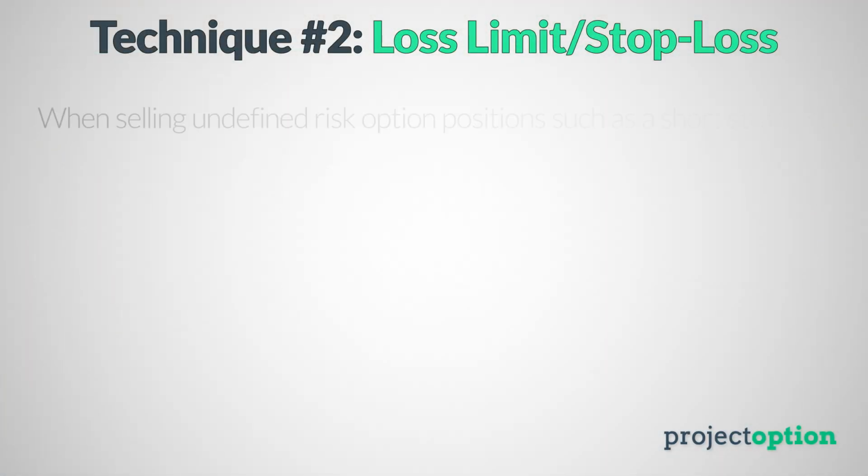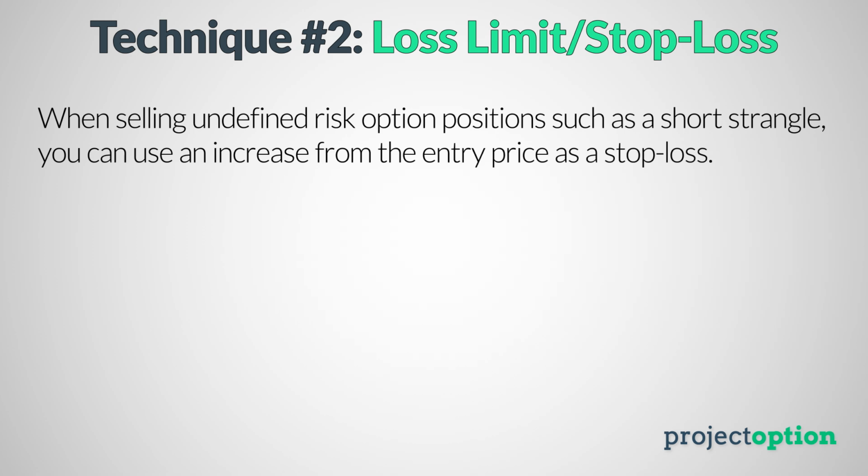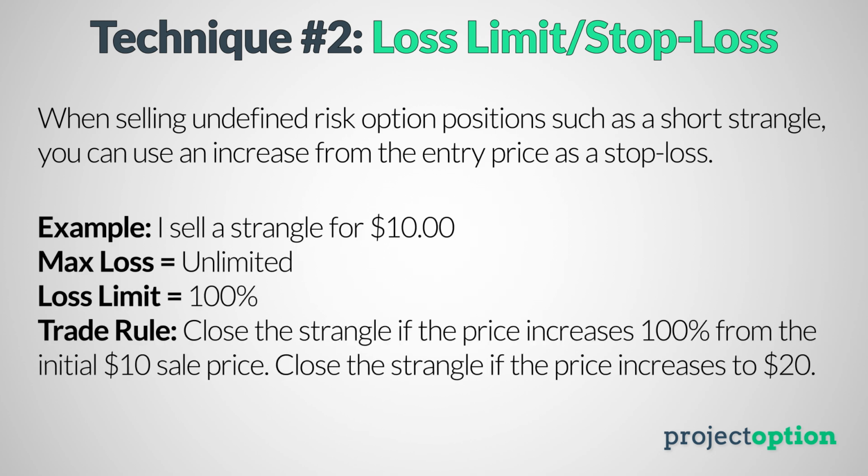For undefined risk positions, I like to use the entry price and an increase from that entry price to determine when to close the trade at a loss. For instance, if I sell a strangle for $10 and I want to close the strangle if I reach a 100% loss on the premium received, that means I'm going to close the strangle if the entry price is doubled. That means I'm going to close the strangle if the strangle's price doubles from my initial entry price of $10.